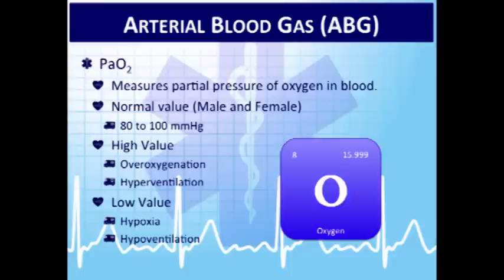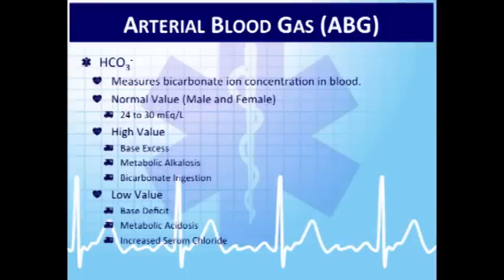High values are indicative of over-oxygenation, like just being too crazy with how much O2 we're giving the patient, or in hyperventilation. Low value is indicative of hypoxia. I'm either not giving the patient enough oxygen or they're not able to get enough oxygen into their bloodstream because their lungs aren't working.